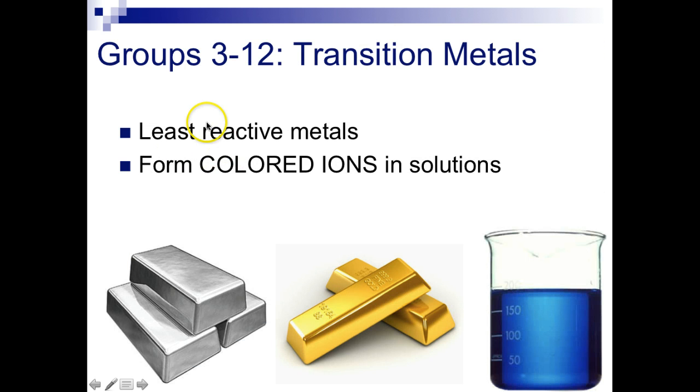Groups 3 through 12 are where our transition metals are going to be. They are the least reactive metals, and when we dissolve these metals into solution, we get colored ions. So right here we have a sample of silver. Right here we have gold, and this is actually copper ions in solution. They actually turn the solution blue.